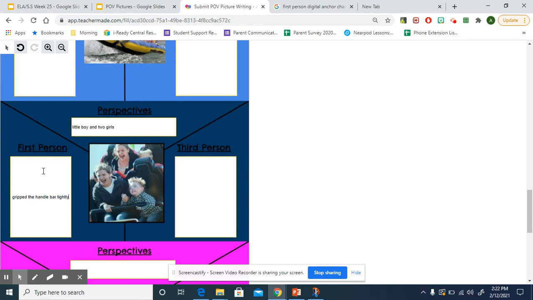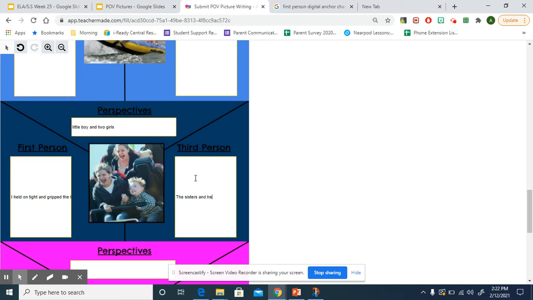Again, with teacher made, it doesn't always text wrap and go to the next line. So you may not be able to see everything at once, but it's okay. It shows it fine on our end. So we know it's first person because I said I, and I'm describing it from the little boy's perspective. For third person, you would describe what's happening to all the characters.